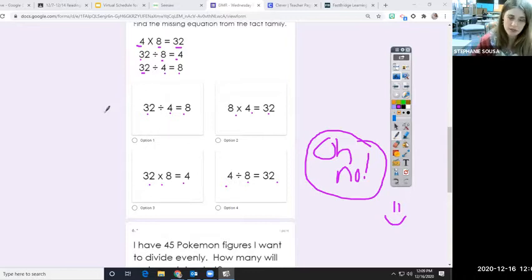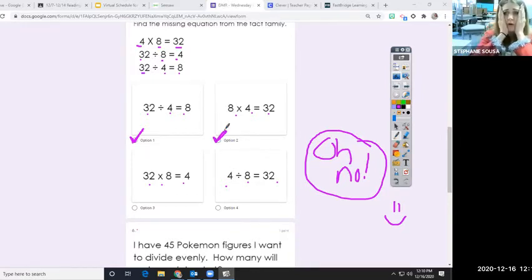I know in division, the largest number comes first. 32 divided by 4, let's see if that equals 8. 4, 8, 12, 16, 20, 24, 28, 32. Hey, it does. So option 1 makes sense. Option 2, 8 times 4 equals 32. You got 8, 16, 24. That one makes sense too.